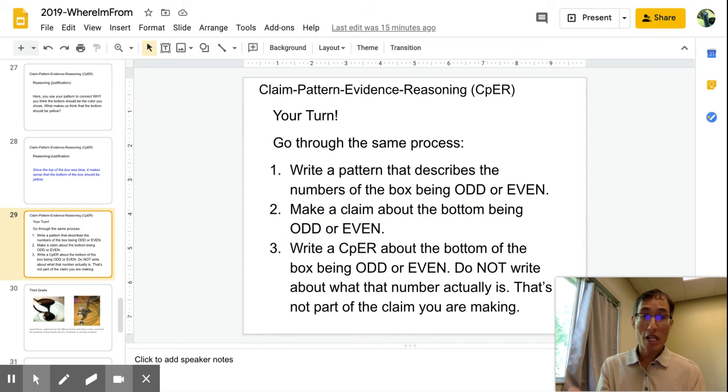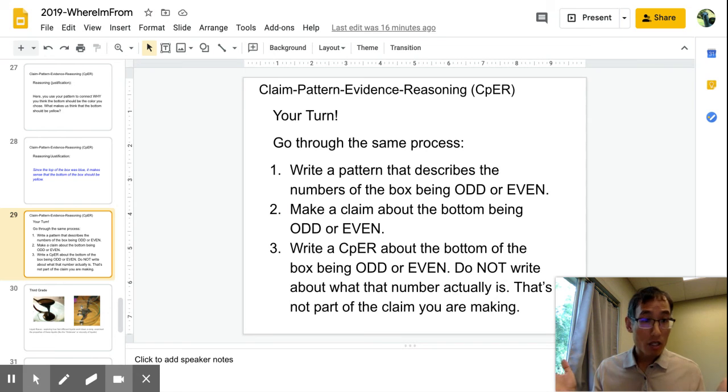So what I need you to do for your assignment is this. You're going to go through the same process. You're going to write a pattern that describes something about the box numbers being odd or even. So if something, then something else. Okay, so make sure you incorporate odd and even numbers. Go back to your evidence and take a look at that. And then make a claim about the number on the bottom being odd or even.